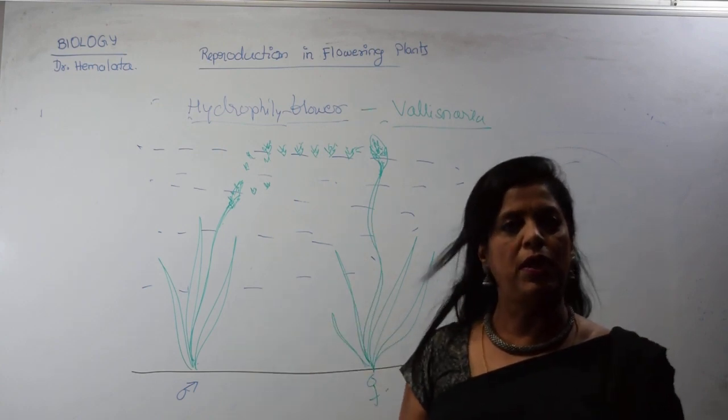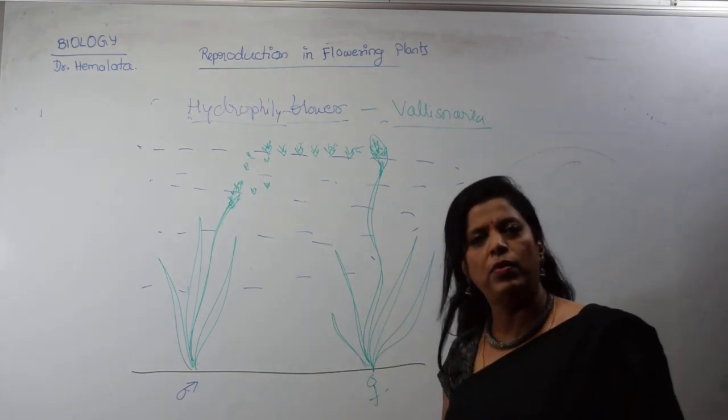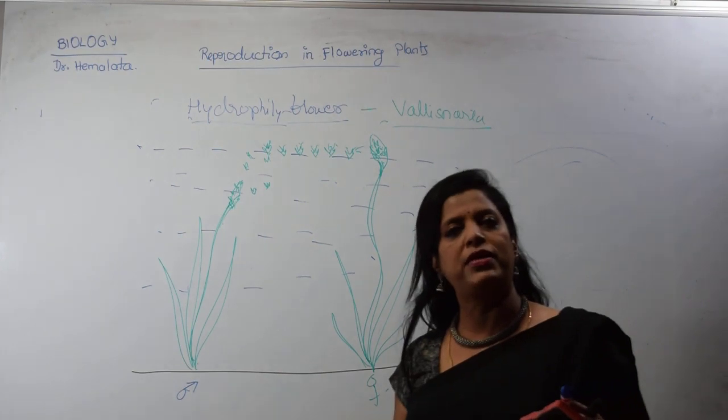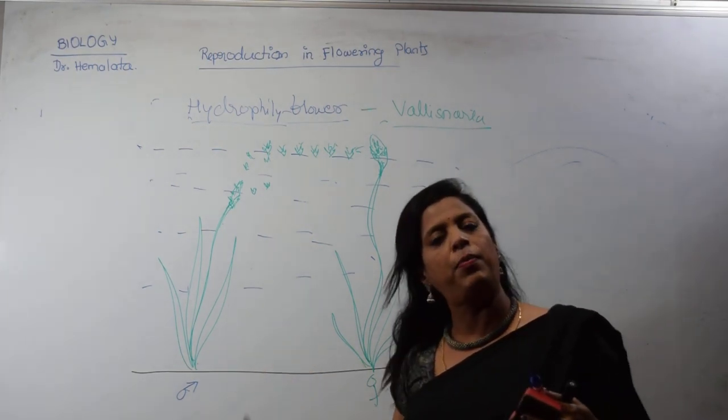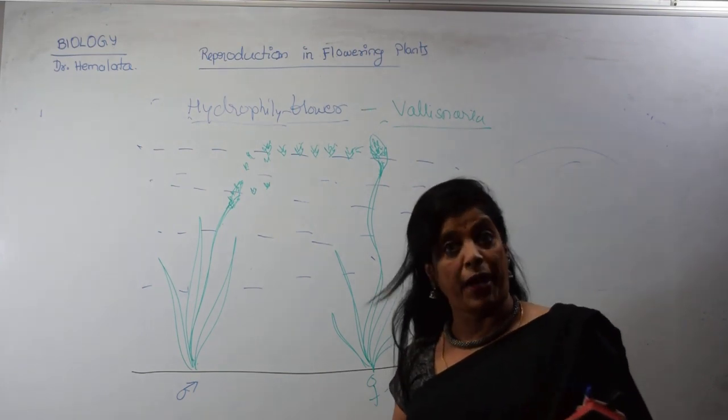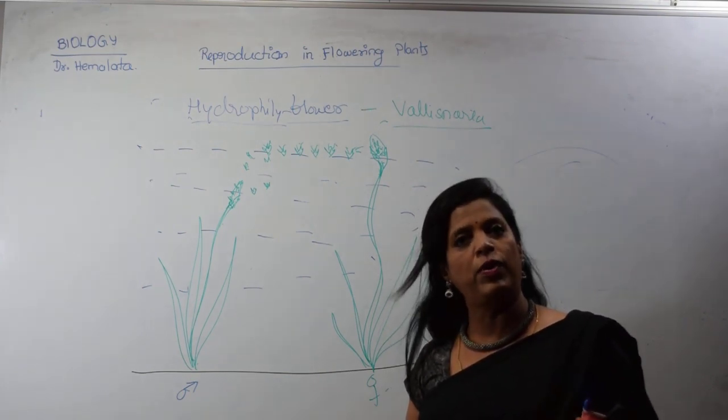Okay, so that's a drawing. It may be asked for 2 marks also or 1 mark, where you see the hydrophilous character is in Vallisneria. It may happen in pistil, it may happen in bryophytes also. Bryophytes require water for pollination, you know.